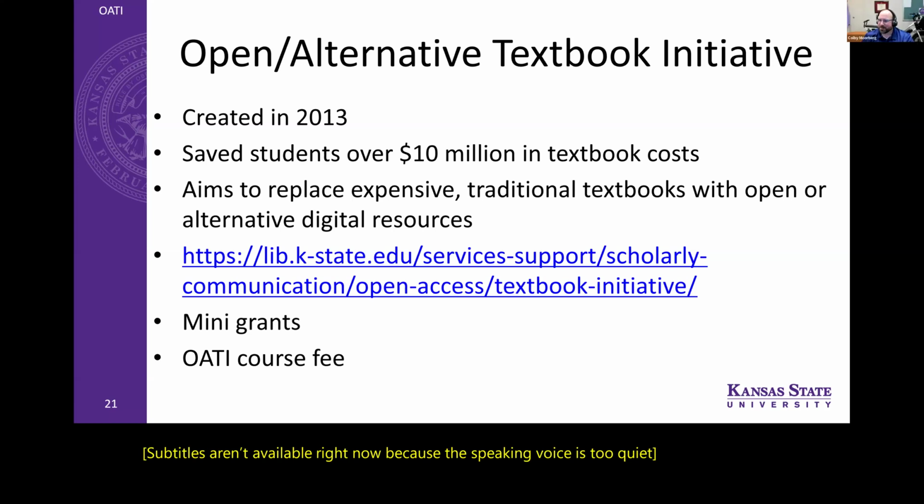I'm not sure what you guys caught or not there, but it was created back in 2013, and we've saved K-State students $10 million since it began. So it's been a huge success. It's been mostly a carrot as opposed to a stick option.